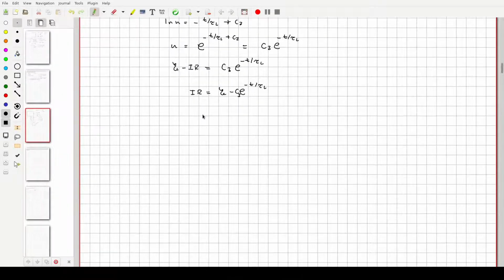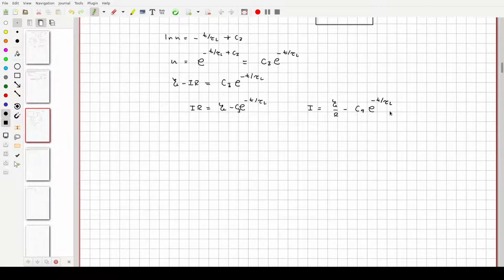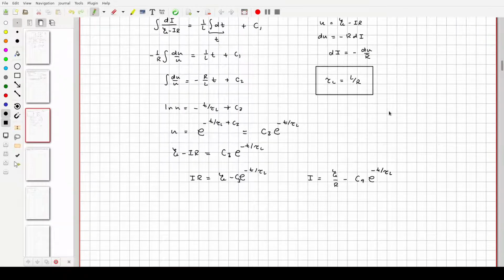Now I'm going to divide both sides by R to get I by itself. I have my EMF divided by R minus, when you take C3 and divide it by R, you get another constant, which I'll call C4. These are just constants. Times e to the minus t over tau sub L, like that.